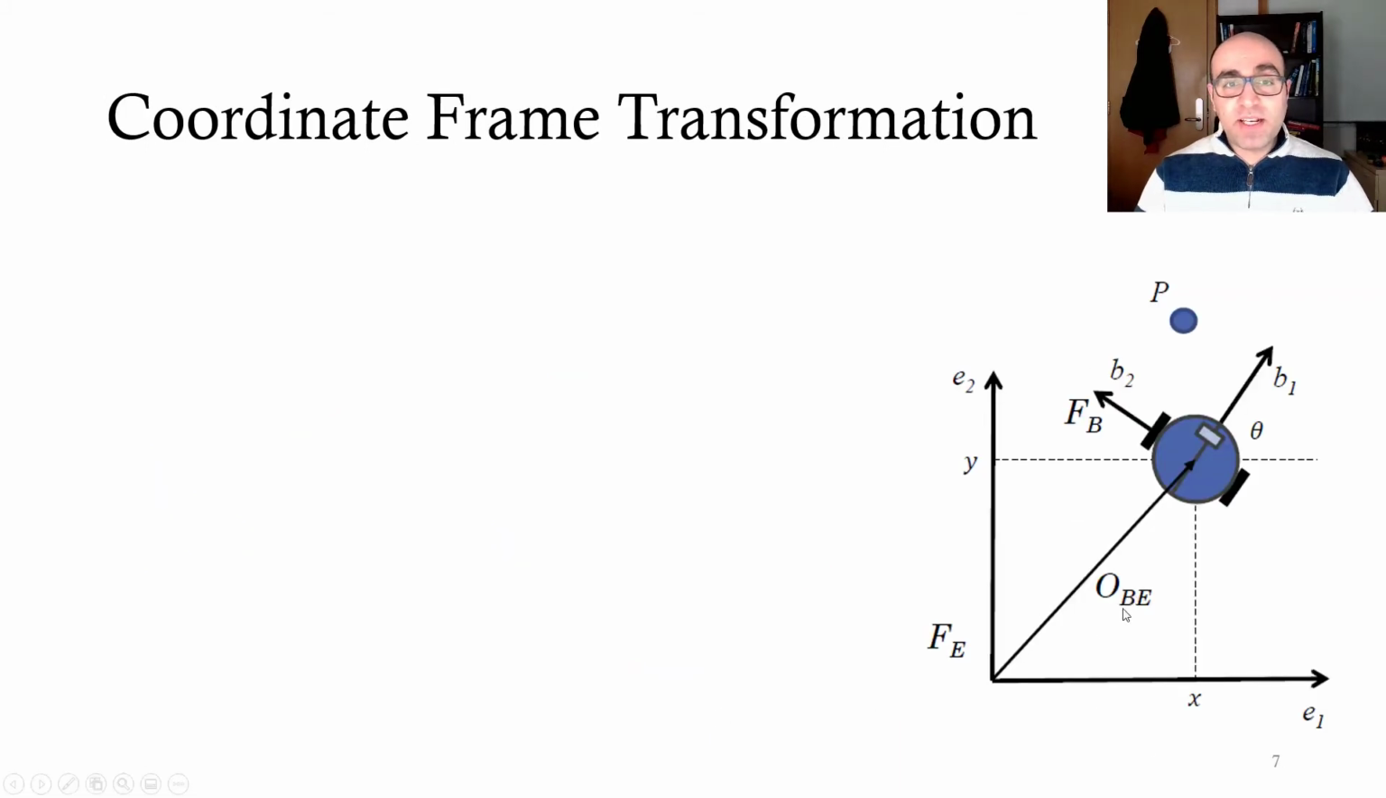Let's see another example. Here something is a little bit different. This body frame compared to the inertial frame is not only rotated but also translated. And this is the vector, this O_BE, shows this translation of the origin from the inertial frame to the body frame.